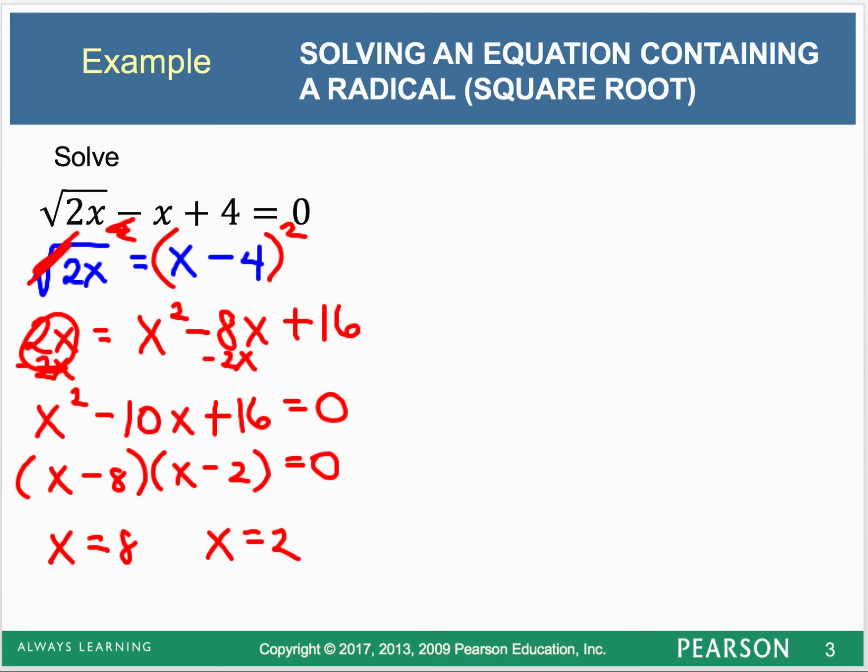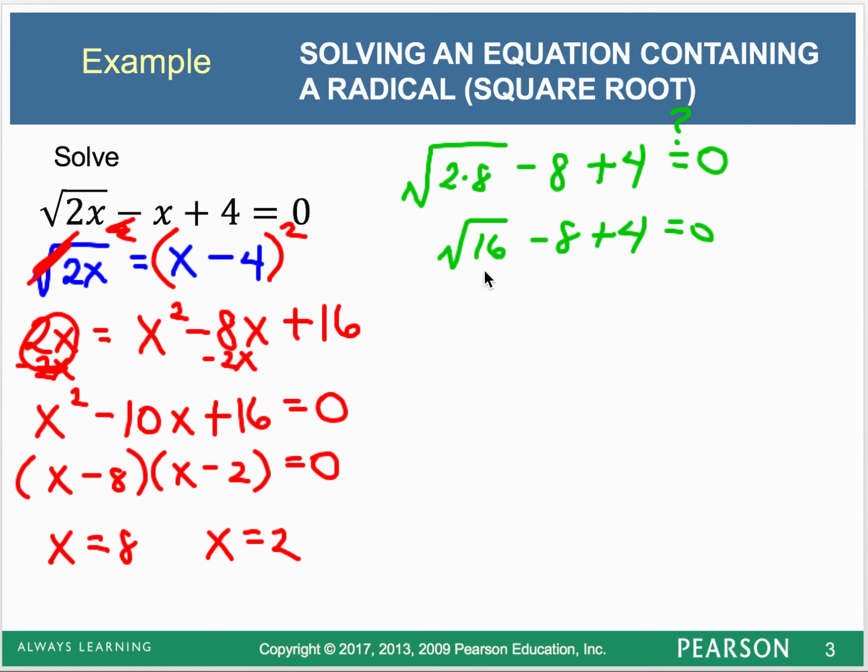But remember, we have to check them in the original equation. So let's plug in an 8. So I have the square root of 2 times 8 minus 8 plus 4, and I want to know, does that equal 0? So is the square root of 16 minus 8 plus 4 equal to 0? Is 4 minus 8 plus 4 equal to 0? Yes, it is. -8 plus 8, yes, it is. This one works.